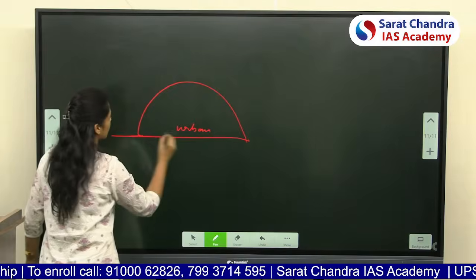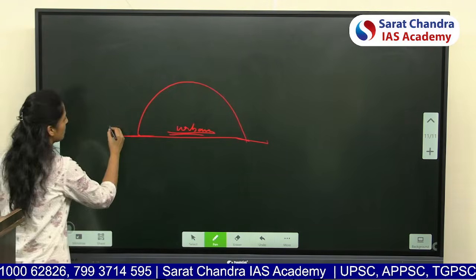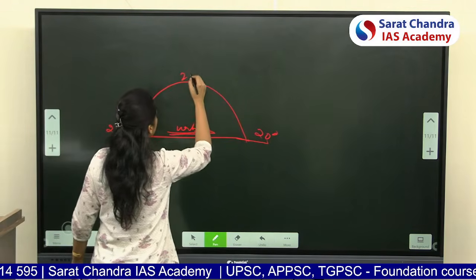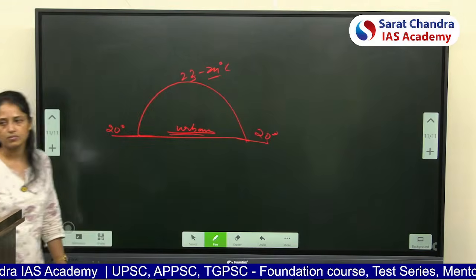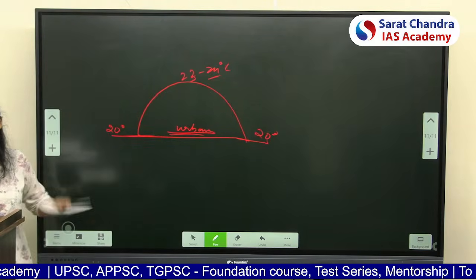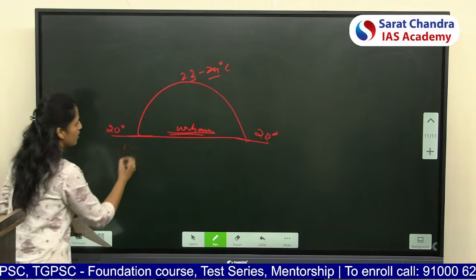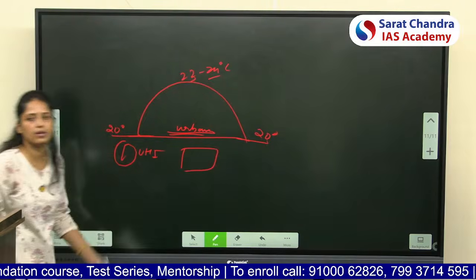In this core urban area, the temperature will be high compared to the surroundings. For example, if the surroundings are 20 degrees, here maybe it will be 23 or 24 degrees centigrade. This is the basic diagram of the urban heat island. So whenever you write about urban challenges, add one point about the urban heat island, and you can make a small diagram about it.